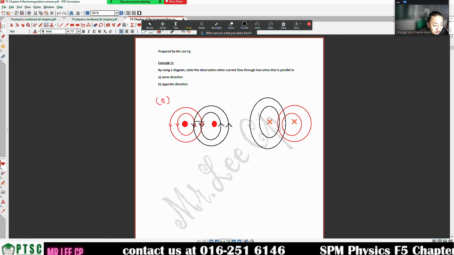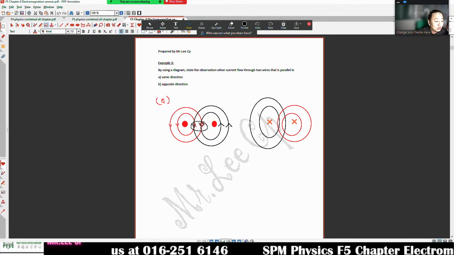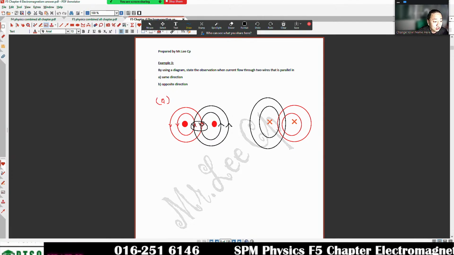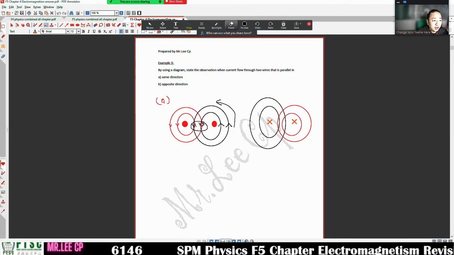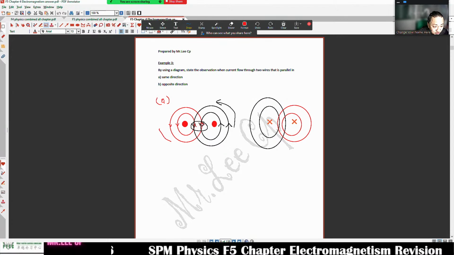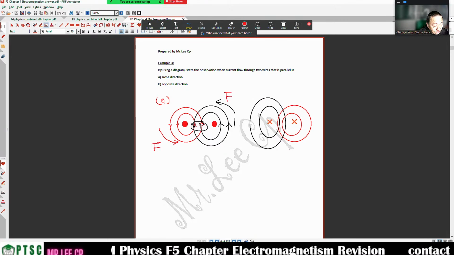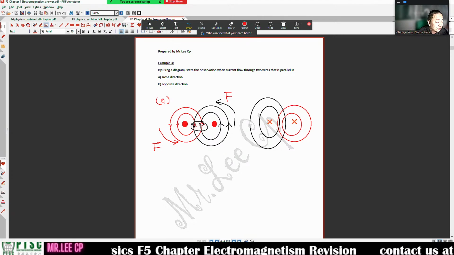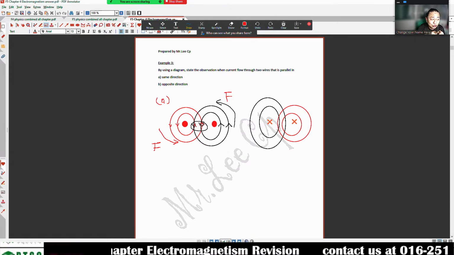So what happened? You see these two, they eliminate each other. The first going up and going down, gone, no more. So there is a force pushing this way, and then another force pushing this way. So you've got a force pushing here, and a force pushing here. So these two wires will stick together. When they flow in the same direction, the two wires will stick together.